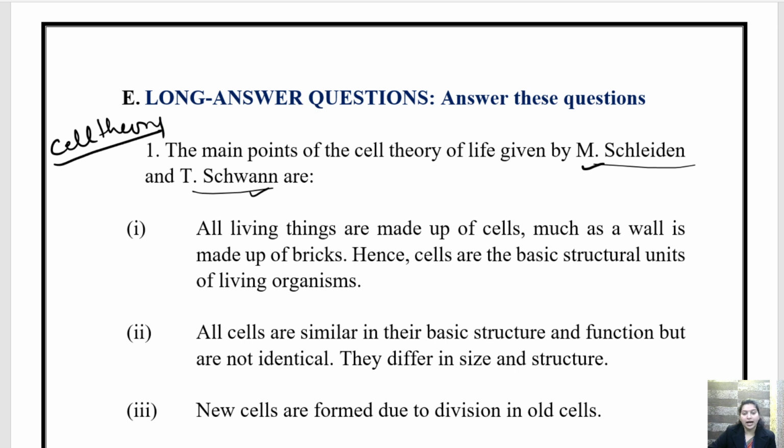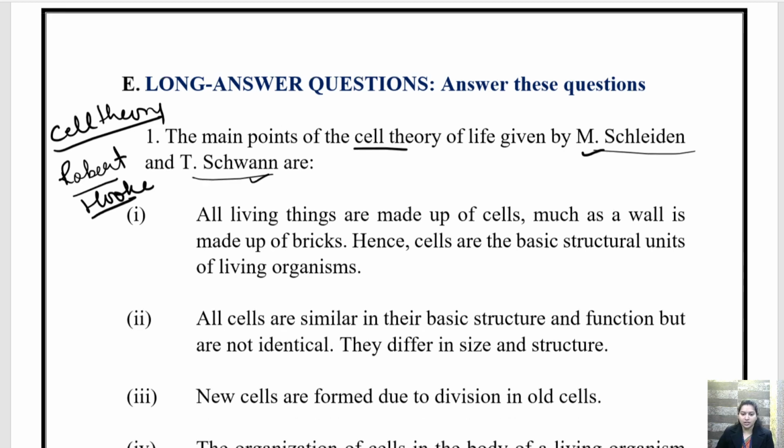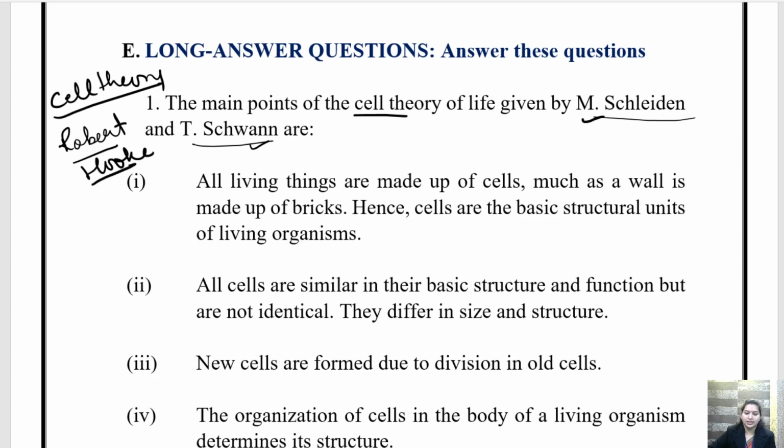Alright, and who discovered cell? Robert Hooke discovered cell, isn't it? And who gave cell theory? Schleiden and Schwann gave cell theory. What was there in the cell theory, children? So in the cell theory, first point was that cell is the basic structural unit of living organism.